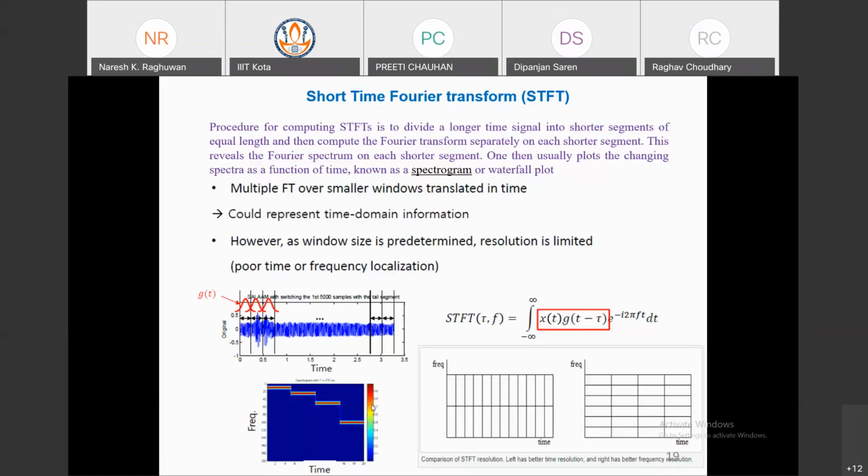This reveals the Fourier spectrum on each shorter segment. One then usually plots the changing spectra as a function of time. It is known as a spectrogram, a time frequency graph or waterfall plot.